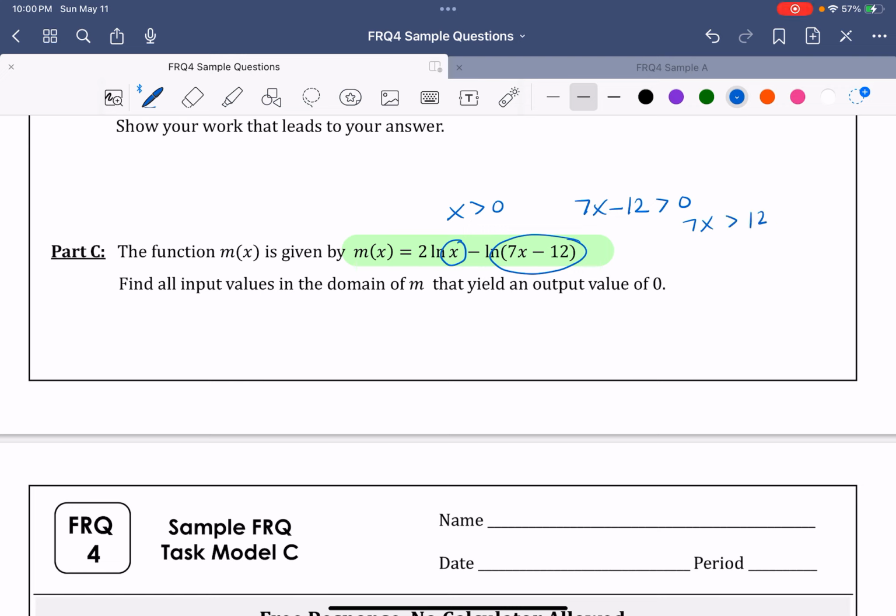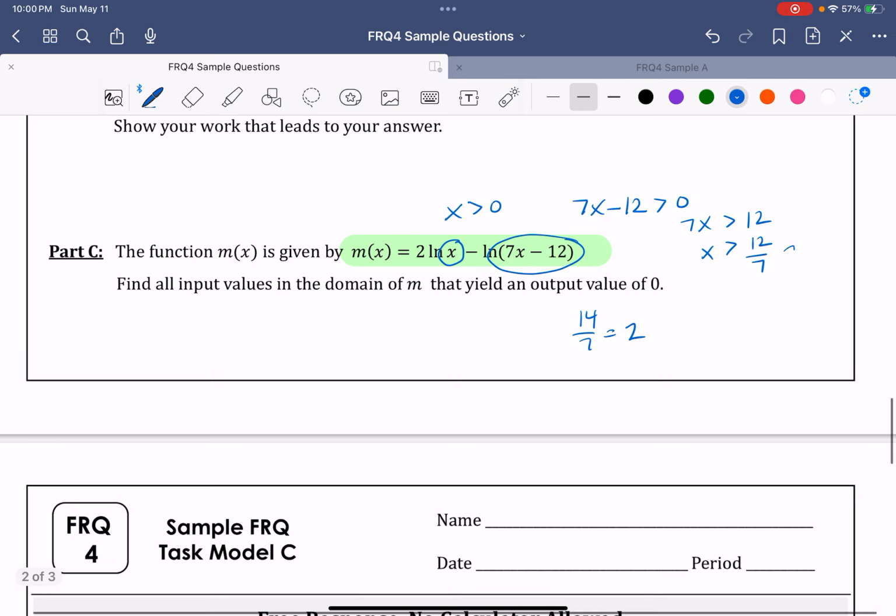7x is greater than 12. I just added 12 to both sides. x has to be greater than 12 over 7. I don't know exactly what that is as a decimal. I know that 14 over 7 would have been 2. So this is 12 over 7. It's a little bit less. So I would take a guess that this is probably about 1.8, 1.7. Like I said, it's pretty much a guess.